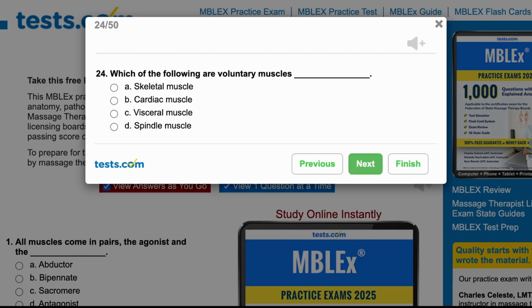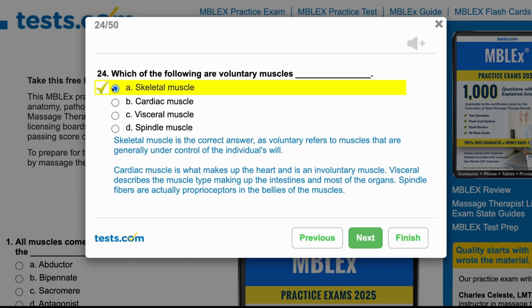Question 24. Which of the following are voluntary muscles? A. Skeletal muscle. B. Cardiac muscle. C. Visceral muscle. Or D. Spindle muscle?